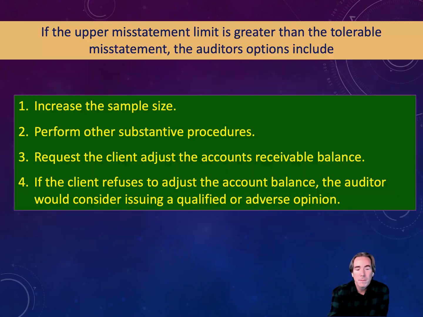So another option is we could look to do additional testing to verify through other means. We can have the client correct the known misstatements. Remember, they can't correct for sampling allowance. They can't correct for projected misstatements. They can't just create an allowance for misstatements. They can fix the known misstatements. And then if the client absolutely refused to do anything, we could talk about issuing a qualified or adverse opinion. But those are pretty extreme options to discuss.